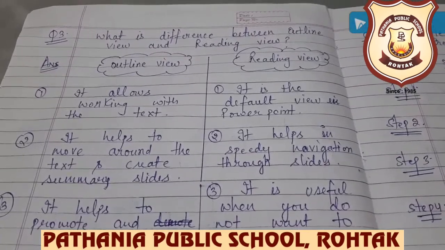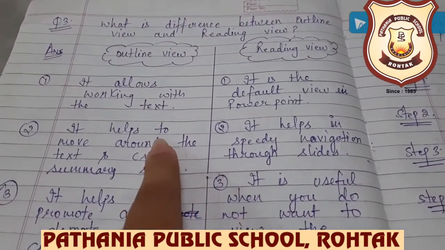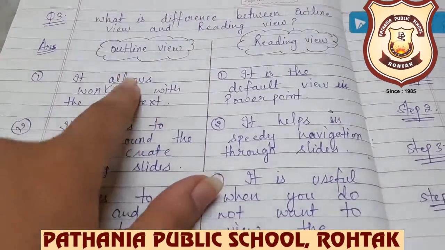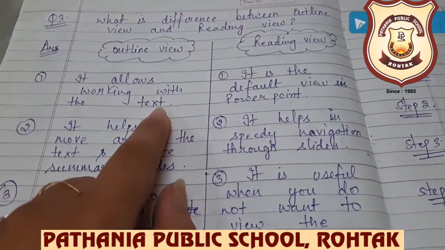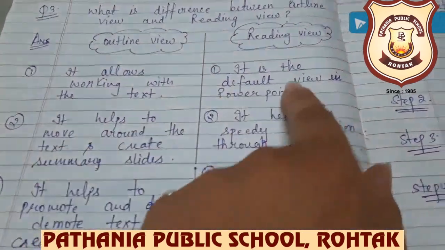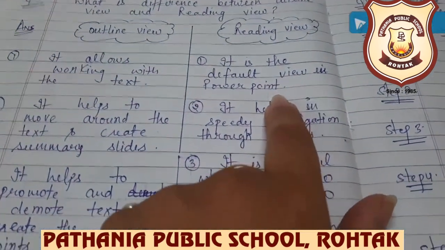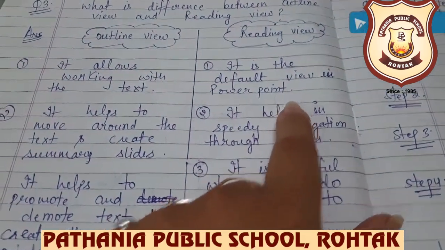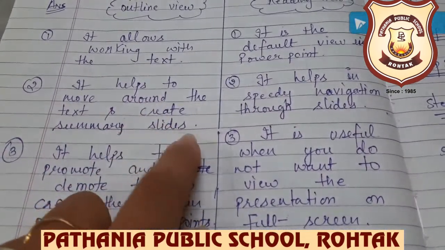Now the third question is, what is the difference between the outline view and reading view? You know very well the outline view, in which the summary of our slide is shown on the left side of our window. It allows working with the text. In the outline view, it allows us to work with the text only, but the reading view is the default view in PowerPoint. Whenever you want to make any presentation, by default it provides the reading view. The second one is, it helps to move around the text and create the summary slides.